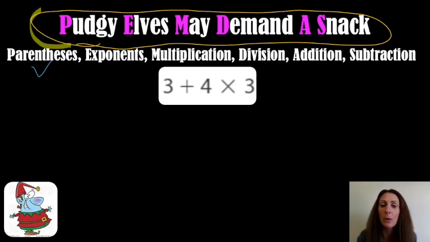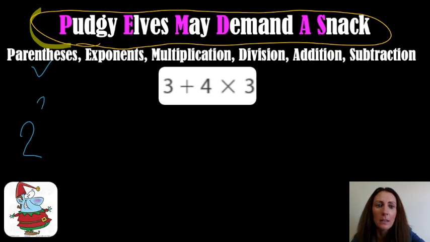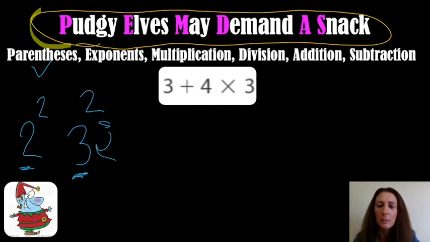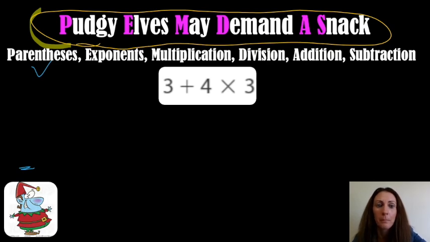Do we have any exponents? Remember, exponents are things like this, where you have the base and then this is the exponent. Or like this, 3 squared. This is the base, the number, and then this is the exponent. This exponent is telling this number how many times it needs to be multiplied, so like 3 times 3. Do we have any of that? No, we don't, so we can check off.